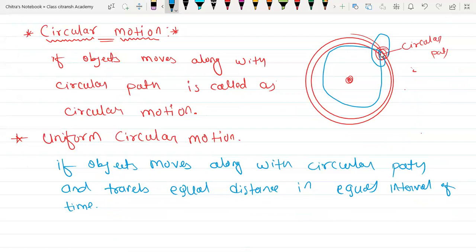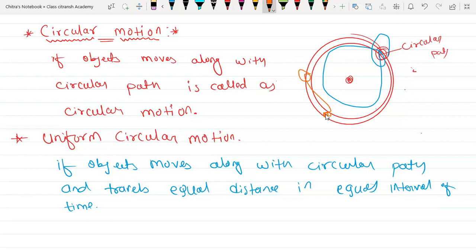Yes, if it comes back to the starting point. But suppose the object starts moving from here and stops over here, then it is not zero, right? If it stops in the middle, then the displacement changes. The maximum displacement in a circular path is equal to the diameter of the circular path. And the minimum displacement may be zero, meaning there is no displacement.